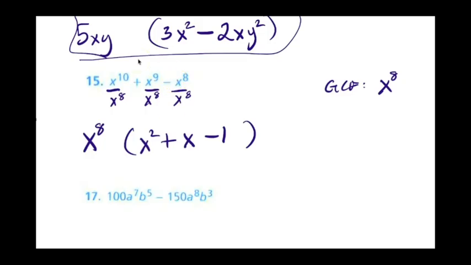Another way to think about that is you use the formula. Remember, it's top minus bottom. 10 minus 8 is 2. Top minus bottom, 9 minus 8 is x¹. Over here, you get x⁸ minus 8. You get x to the 0. Anything to the 0 power is 1, except 0. That's how we get this.